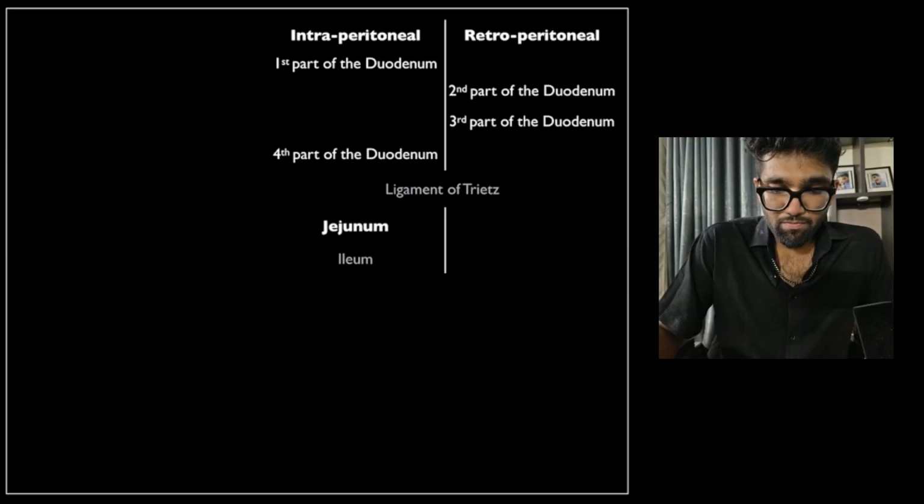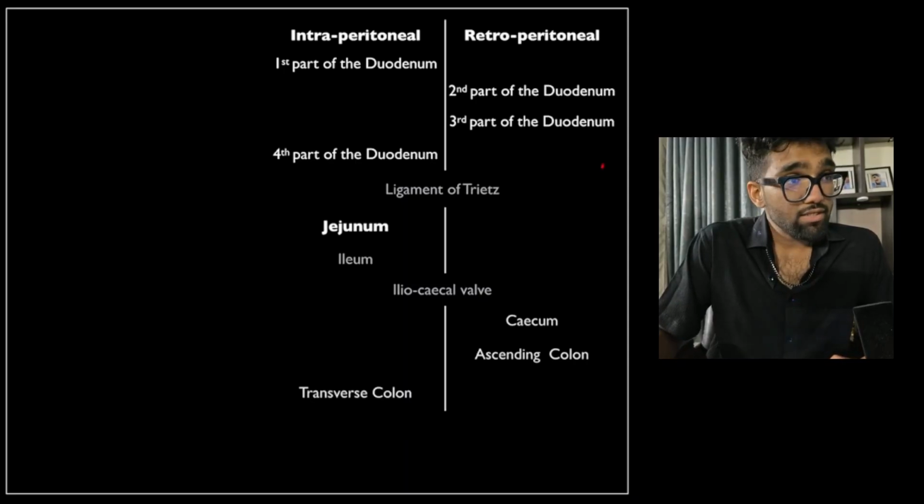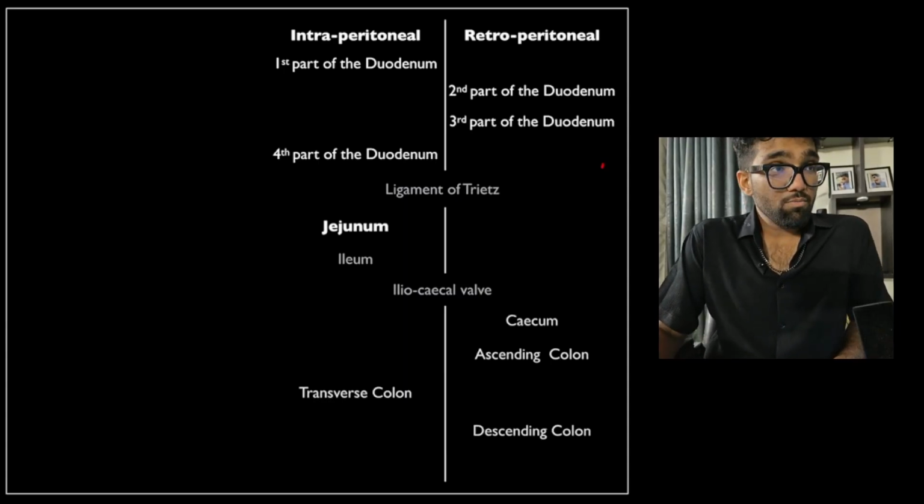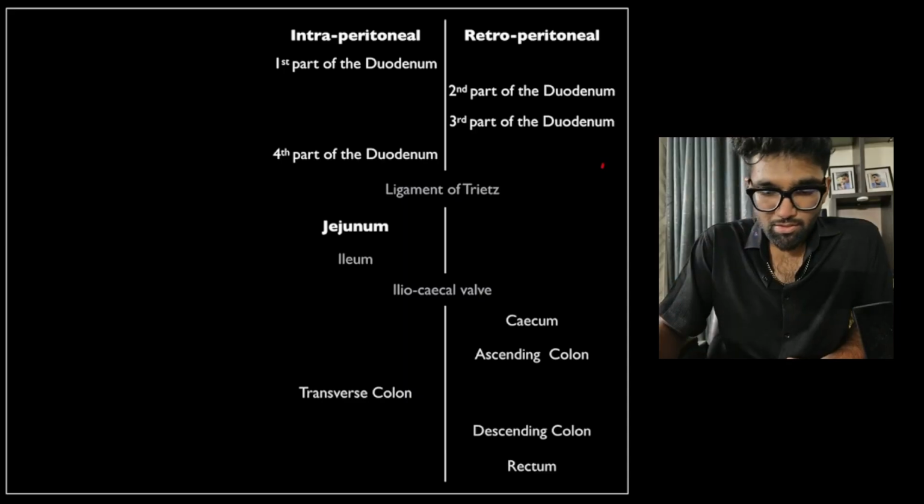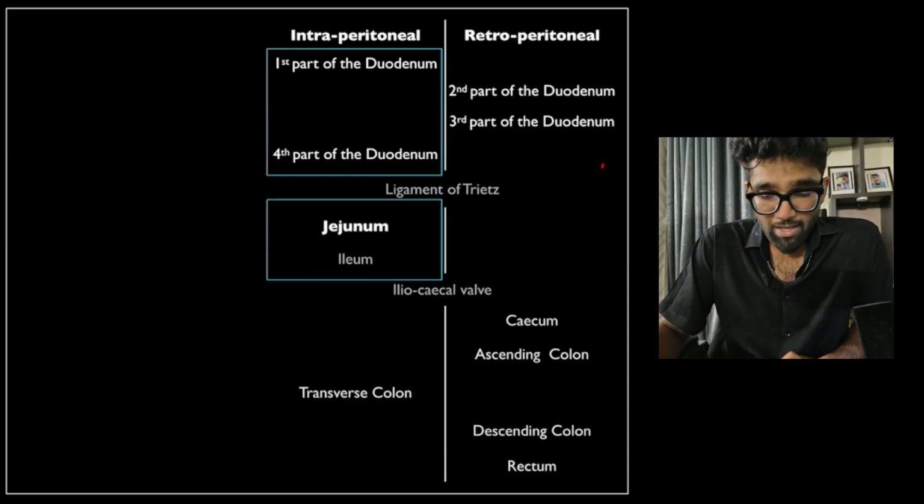So we've got the jejunum, the ileum, followed by the ileocecal valve, then the cecum, the ascending colon. Now, the transverse colon is the only part of the large intestine that is actually intraperitoneal. Then we've got our descending colon, and finally we've got our rectum. Okay, so this is the gastrointestinal tract starting from the pylorus of the stomach right till the rectum.